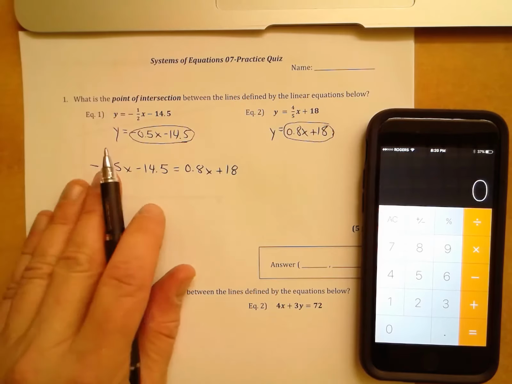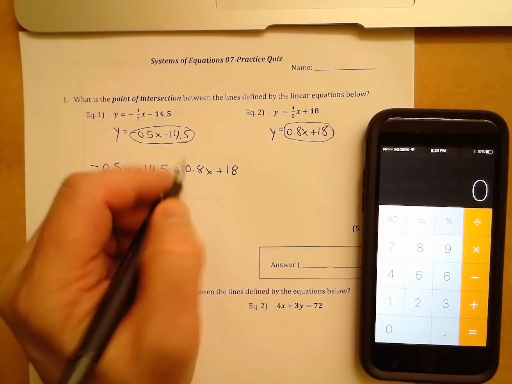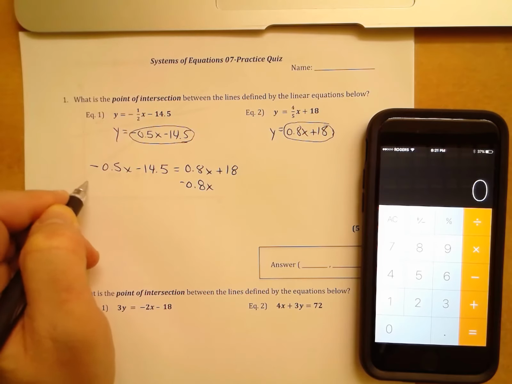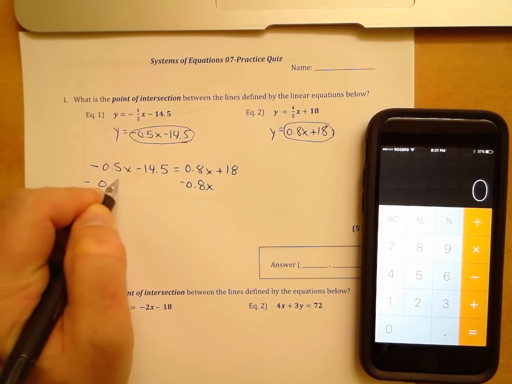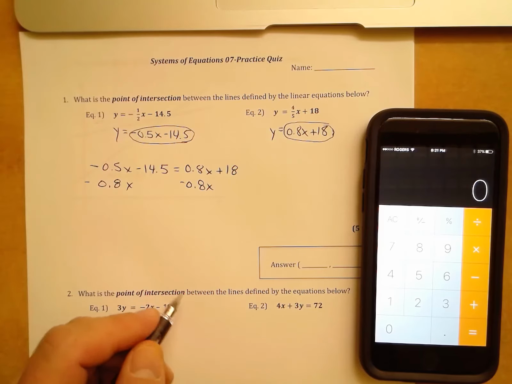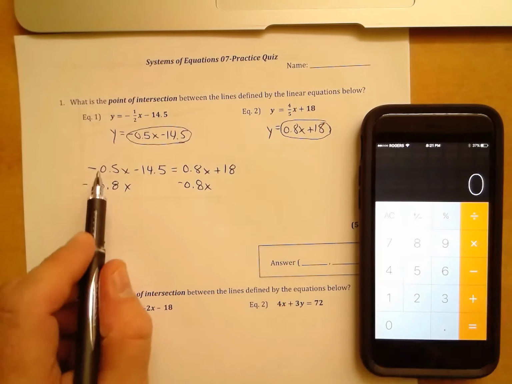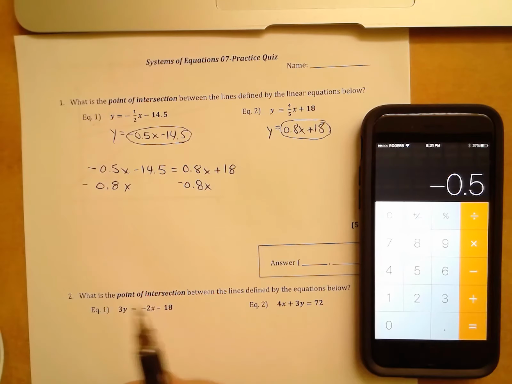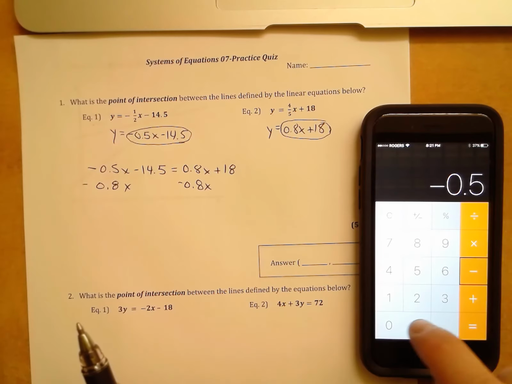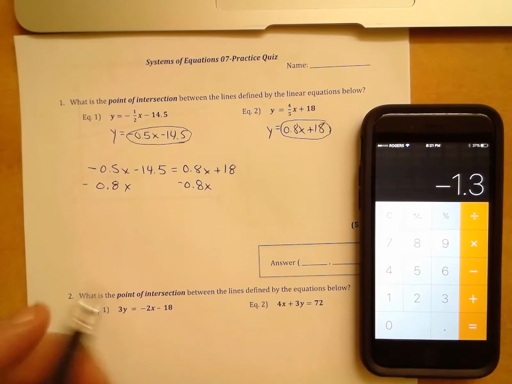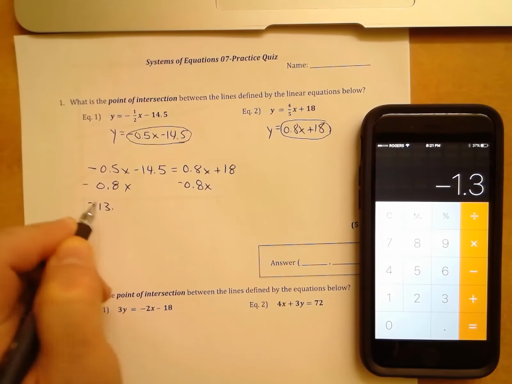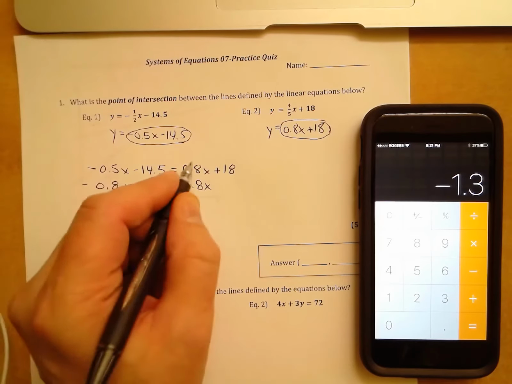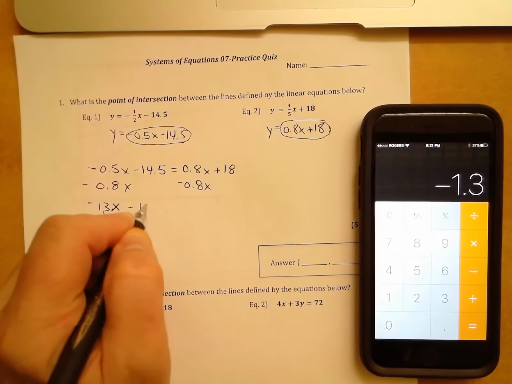We want to get the x's on the left, so I'm going to go ahead and get rid of this x on the right, and I'll do that by subtracting it. And whatever I do to the right-hand side of the equation, I will do to the left-hand side of the equation. And now I'm going to simplify. So I've got a negative 0.5x, and I'm going to have to subtract 0.8x from that, which gives me negative 1.3x once I simplified those terms. It's gone away over here, which is what I wanted.